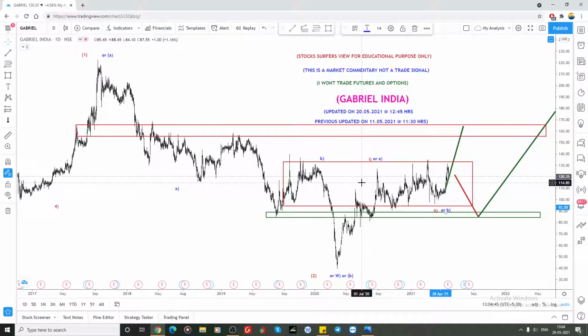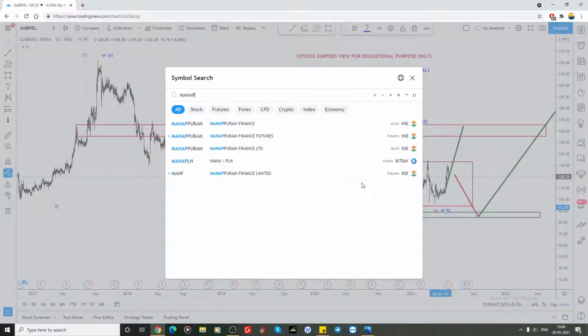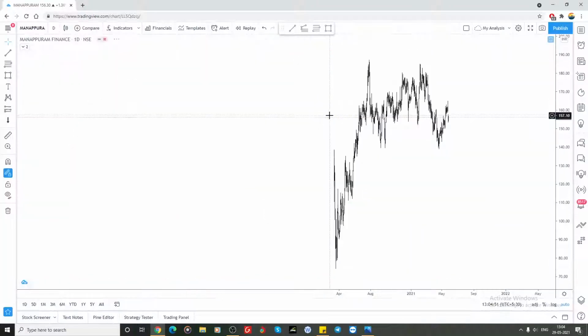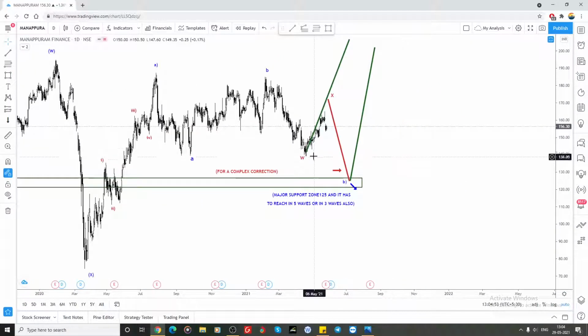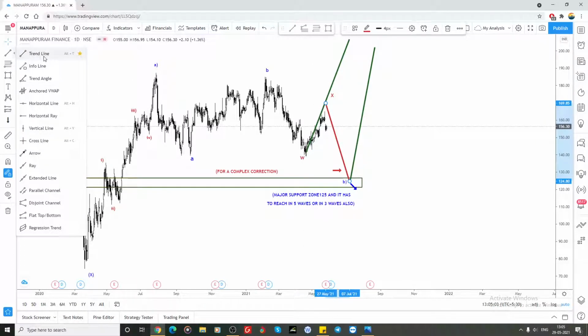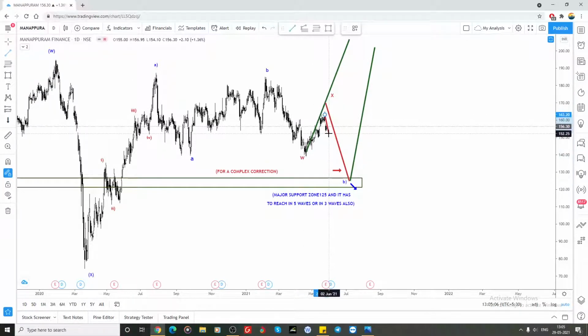So next is Manapuram Finance. See, I expected from here it can come to a rejection. So let's see, it's playing something here. So if this is an impulsive, now we can go for this kind of correction, and again it may fall. So now this is the plan.